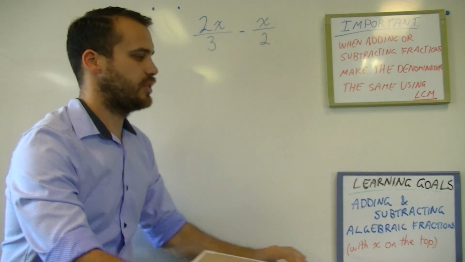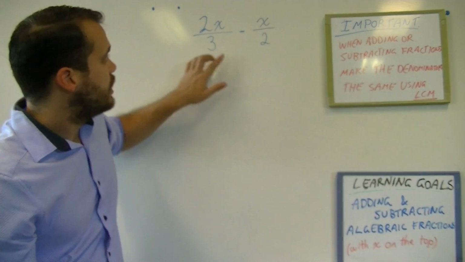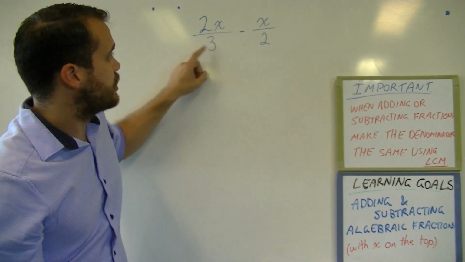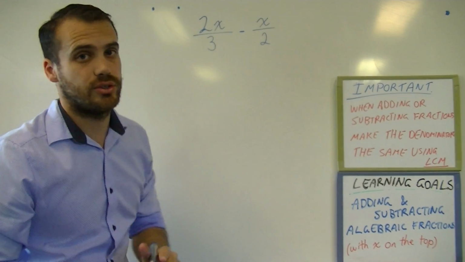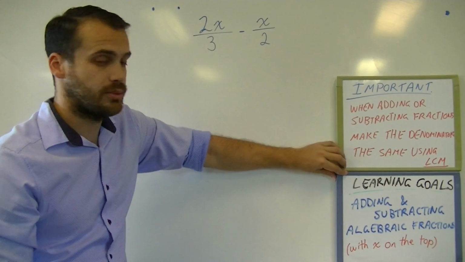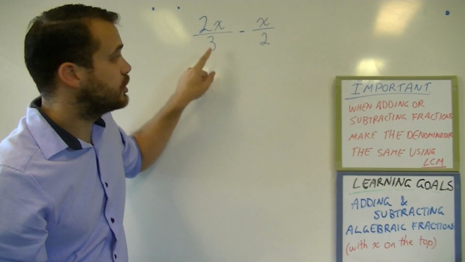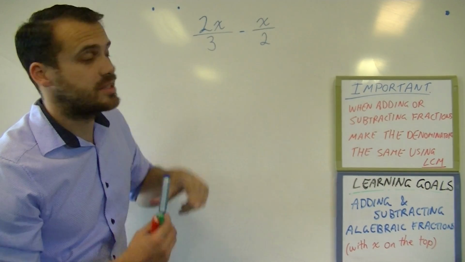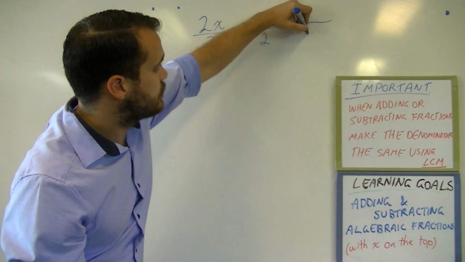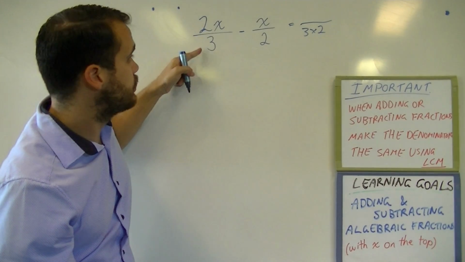Okay, so not forgetting our learning goal today is adding and subtracting algebraic fractions. Here's our first algebraic fraction that we're going to do. 2x over 3 minus x over 2. Now, in order for us to add these, we're going to do exactly the same thing that we did in that previous question. Find the lowest common multiple of 3 and 2, which is 6. So 3 times 2 will be 6, and then we have to do the same to the top that we just did to the bottom.